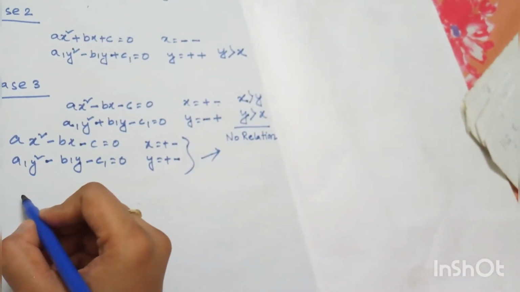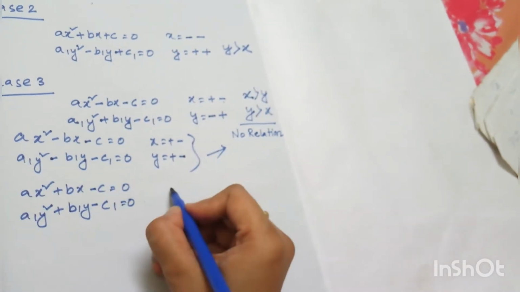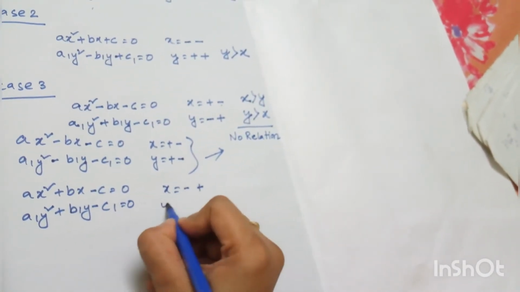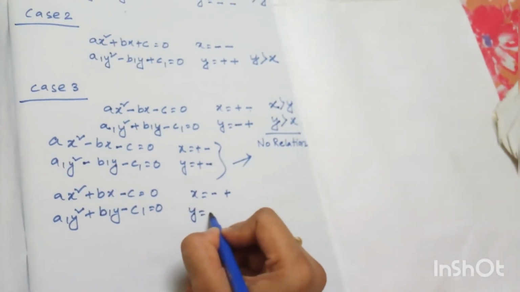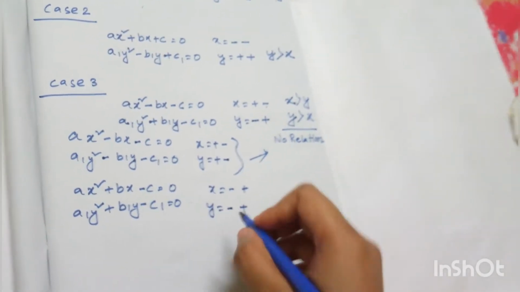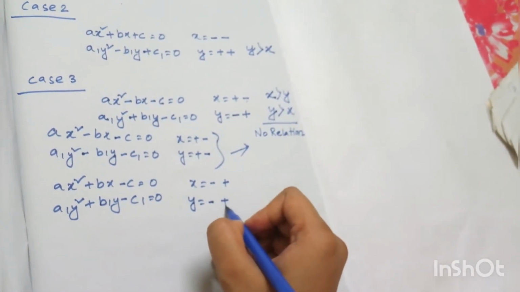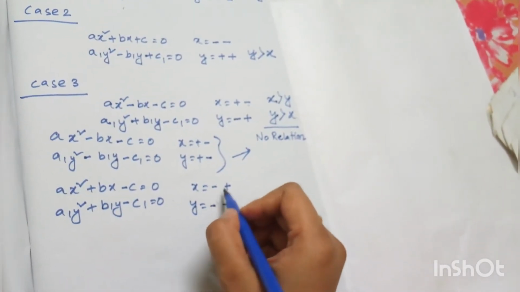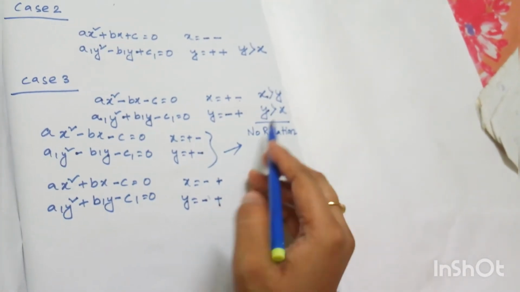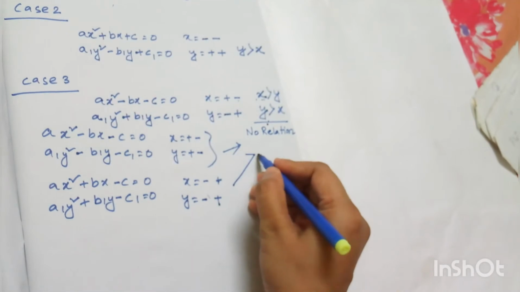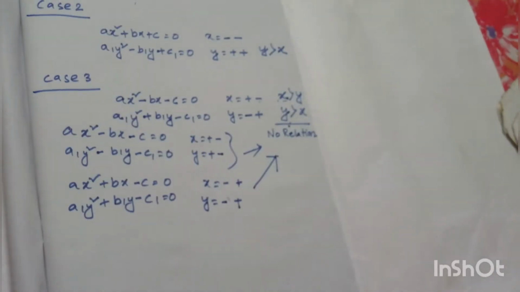And third, here x equals minus and plus, y equals minus and plus. So this value will be less than this value and this value is less than this value. So here two cases are possible. So it is a no relation case.